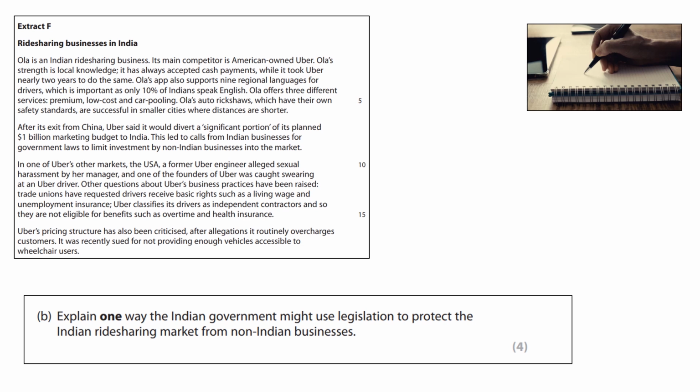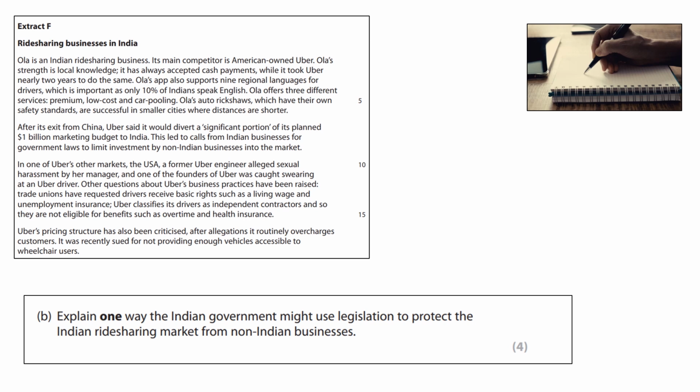Ride-sharing businesses in India. Ola is an Indian ride-sharing business. Its main competitor is American-owned Uber. Ola's strength is local knowledge. It has always accepted cash payments, while it took Uber nearly 2 years to do the same. Ola's app also supports 9 regional languages for drivers, which is important as only 10% of Indians speak English. Ola offers 3 different services: premium, low cost, and carpooling. Ola's auto rickshaws, which have their own safety standards, are successful in smaller cities where distances are shorter.